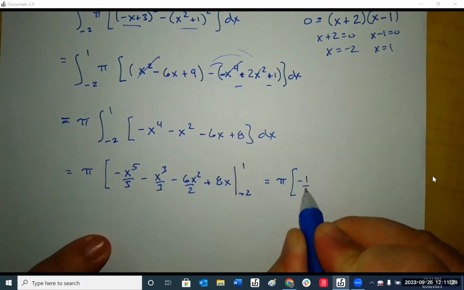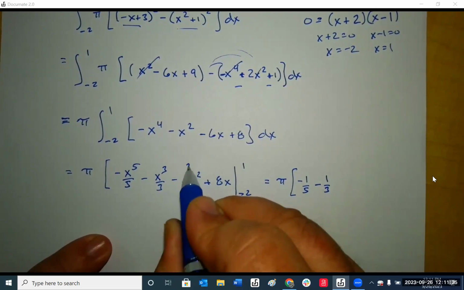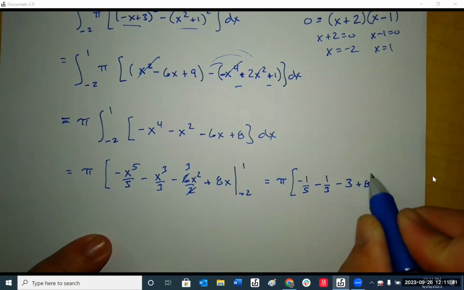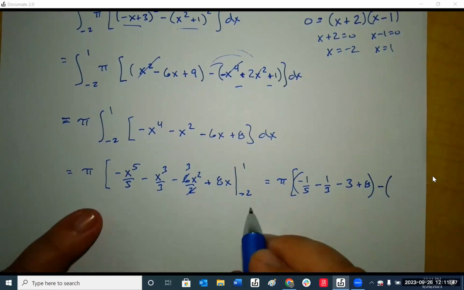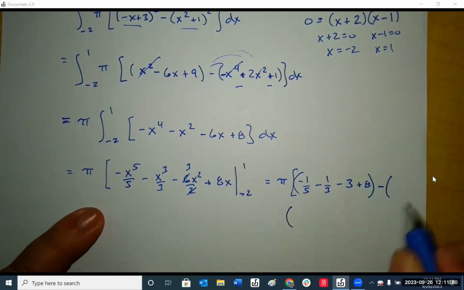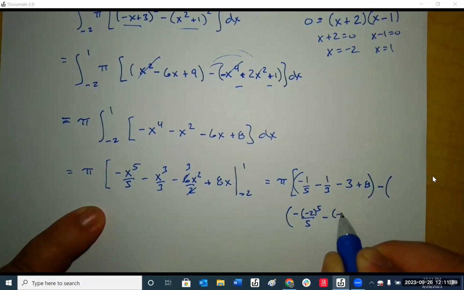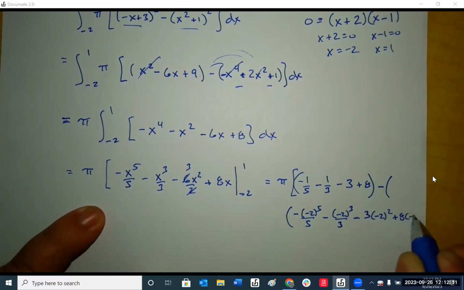Will be -1 over 5 minus 1 over 3. 6 divided by 2 is 3 minus 3 plus 8. That's the first part. Minus -2. Negative of -2 to the 5th over 5, -2 to the 3rd over 3, -3, -2 squared, 8, -2.